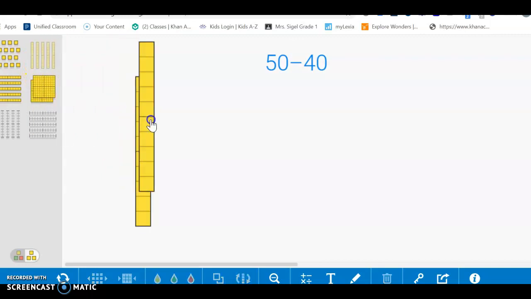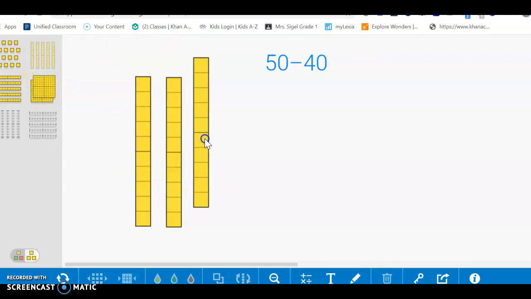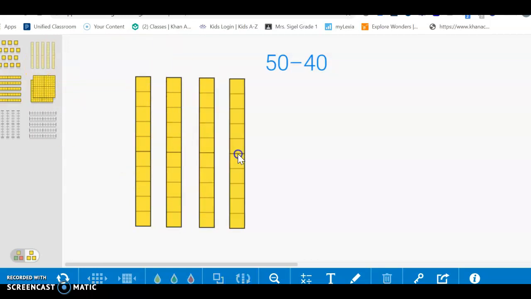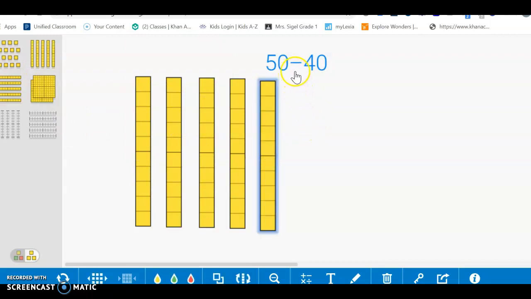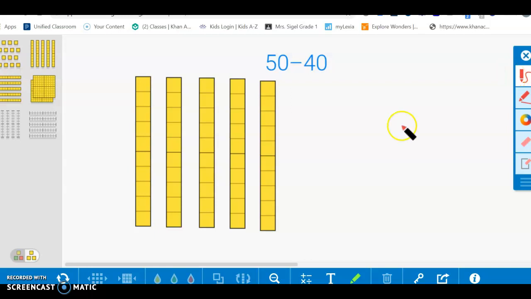10, 20, 30, 40, 50. And remember, when we're taking away, this sign means to subtract. We take away. We don't add anymore. We can either cross them out. If we were in school, we would put them to the side. So I'm going to cross mine out today. So I'm going to cross out 40 or 4 tens because I know that 4 tens is the same as 40.